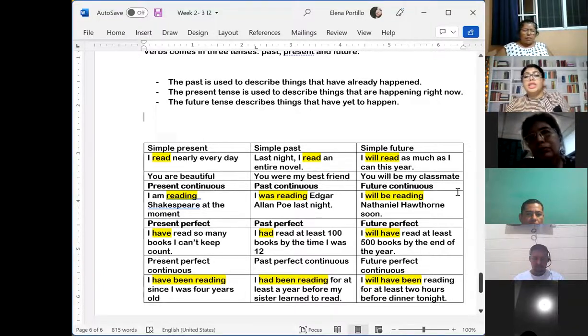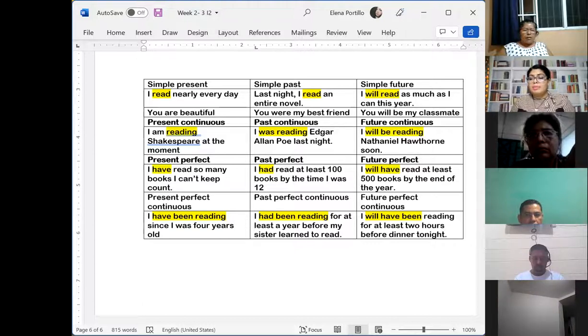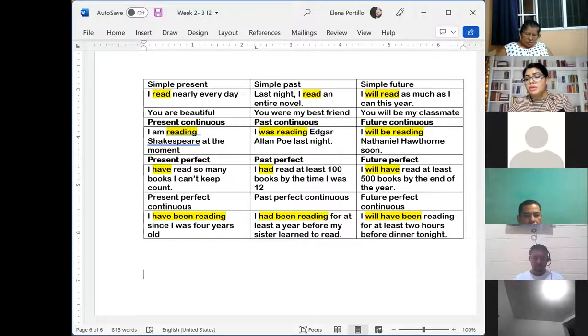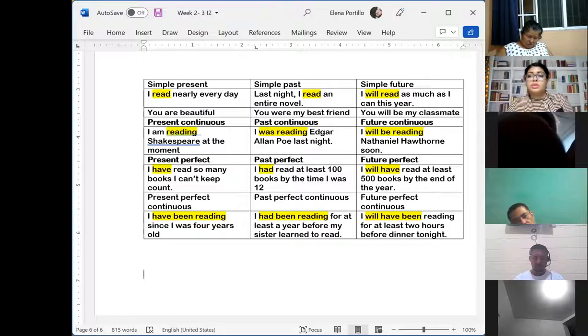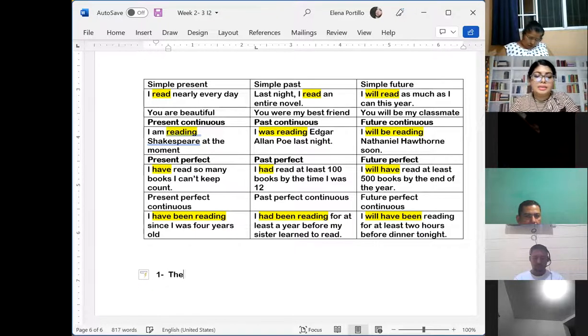We have the three tenses that are the tenses that we are seeing in the table. And we have four parts for each one, because we have in the past tenses, we have the simple past, the past perfect, the past continuous, and we have the past perfect continuous. As in the past, in the present, we have the simple present, the present perfect, the present continuous, and the present perfect continuous. And in the future, again, we have simple future, future perfect, future continuous, and future perfect continuous. We are going to divide the tenses in the times.